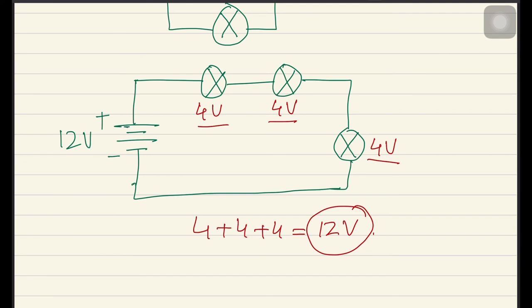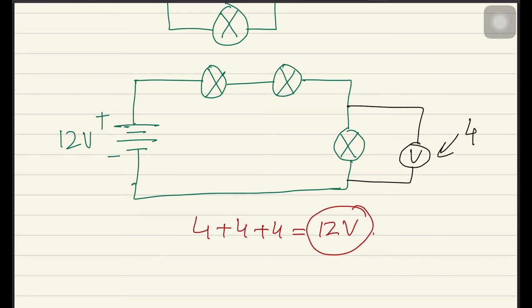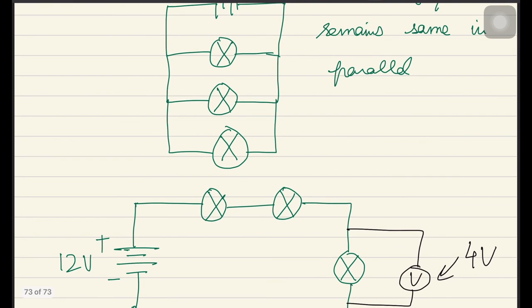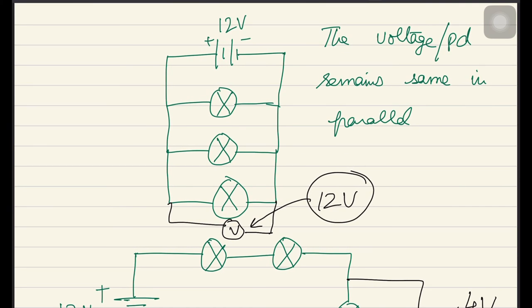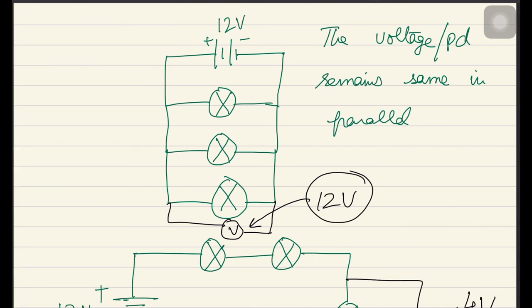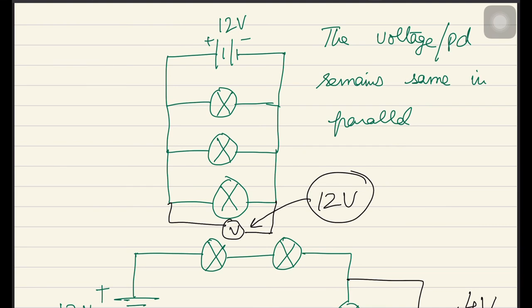And let's discuss it a bit further. For example, within the same circuit, if you attach a voltmeter, let's suppose I attach a voltmeter across this bulb. So this voltmeter will show me 4 volts. And if I attach the voltmeter over here, then this voltmeter will show me 12 volts. Okay, so a voltmeter is just a device that is used to measure the potential difference across an electrical component. So this is it about the electromotive force, potential difference, and the characteristics of the potential difference or the voltage in series and parallel combination.